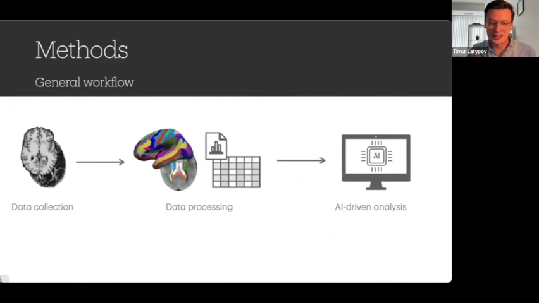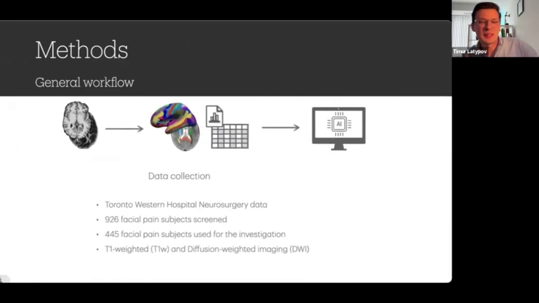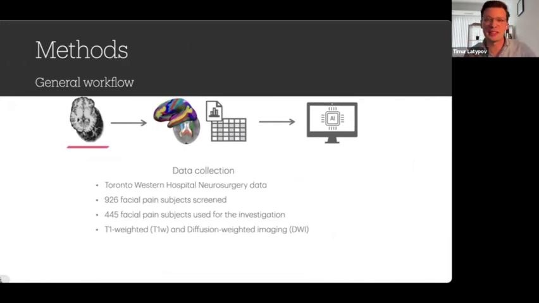So how do we do that? For the sake of time, I'll probably skip most of the technical details. I'll primarily focus on the aspects related to the data in here because data is important when we do machine learning research. And this work would not be possible without the rich data set that has been collected at Toronto Western Hospital for decades. So as a part of my work, the research team and I screened almost 1,000 subjects with facial pain and directly investigated 445 of them as a part of 3 of our studies.